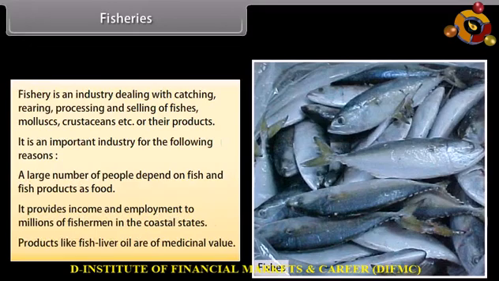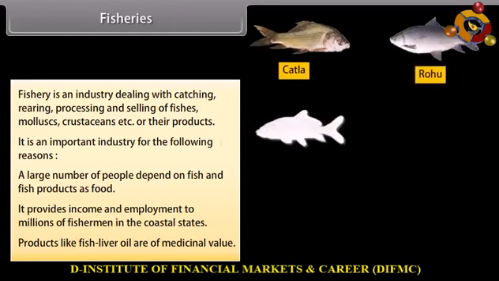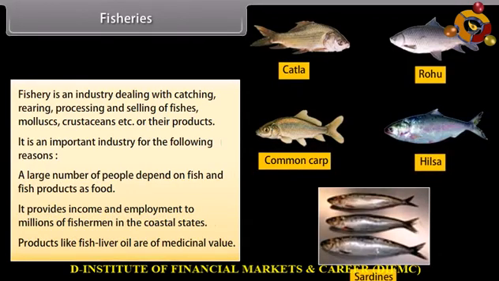Products like fish liver oil are of medicinal value. Some common freshwater fishes are catla, rohu, common carp, etc. Some common marine fishes are hilsa, sardines, etc.